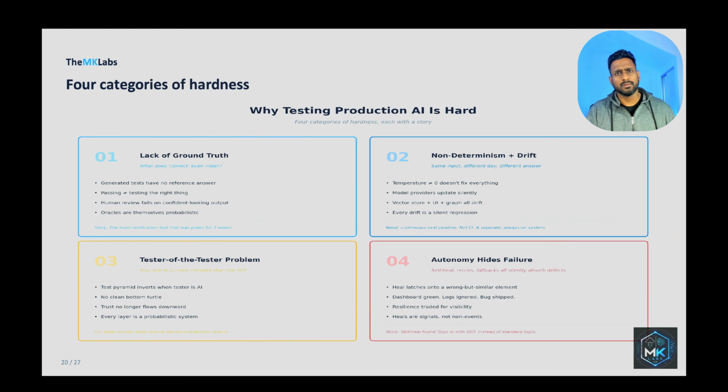Here are the 4 categories, right? Lack of ground truth, non-determinism and drift, the tester of the tester problem, autonomy hiding failure. What matters is not just that these exist, it's that they combine, they compound, they produce green dashboards while confidence silently decays. And notice what's common across all 4.